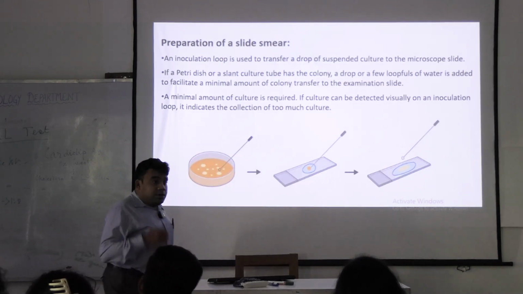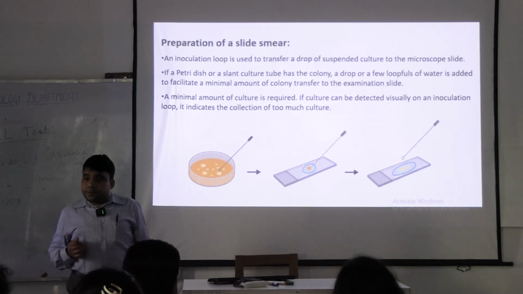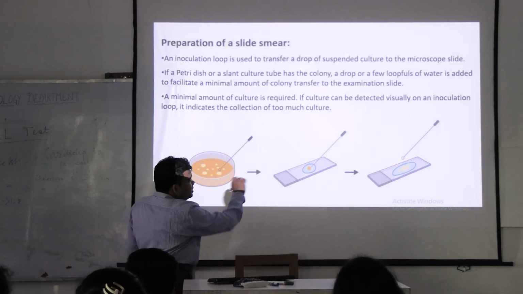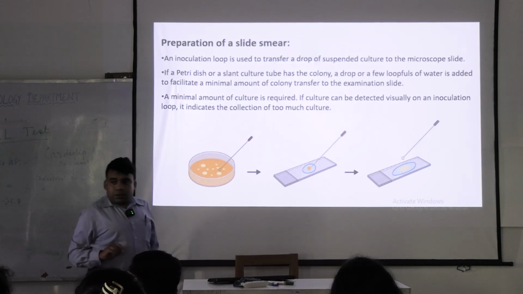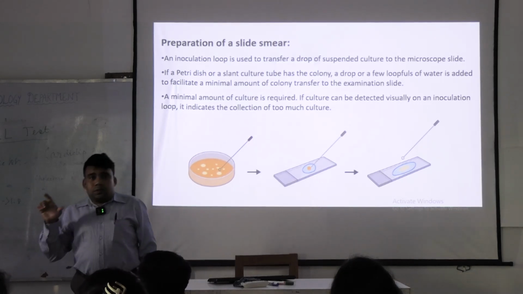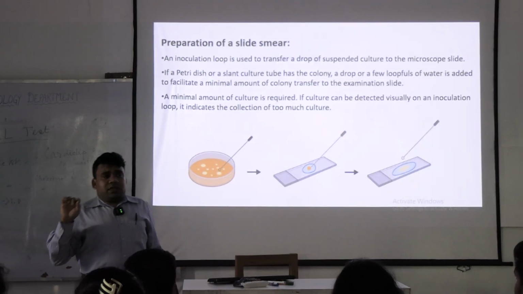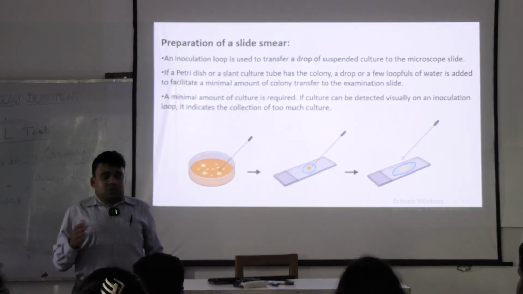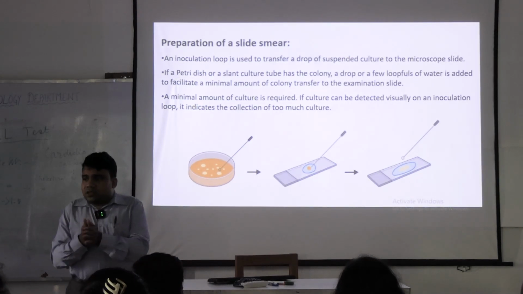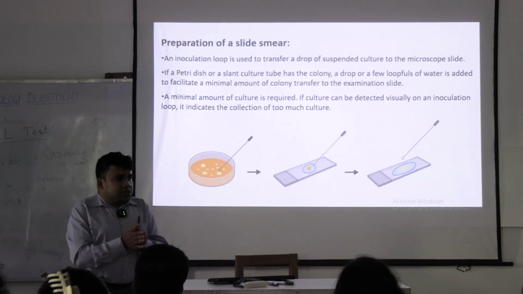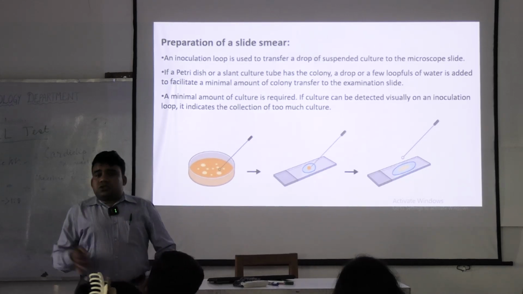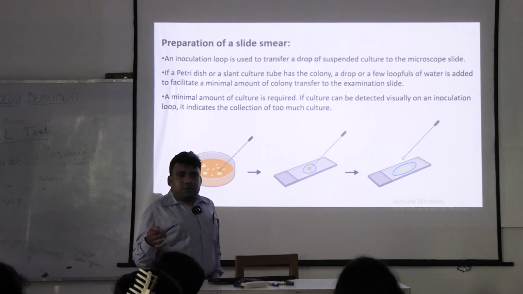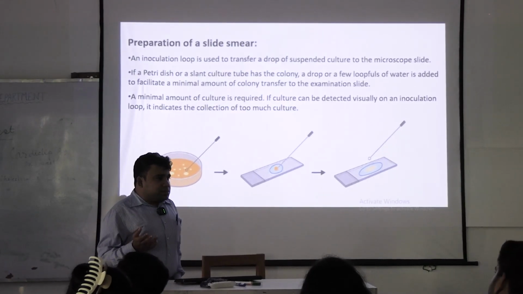Now, how to do it? First of all, you need to make a smear. How do we make the smear? First, we must take the microscopic slide. Now, please remember, the microscopic slides are always greased when they are manufactured, because the slides are kept adjacent to each other, so that they don't stick. There is a layer of grease. So before using the slide, you must pass it over the flame so that the grease disappears.